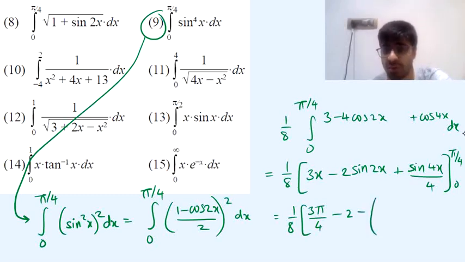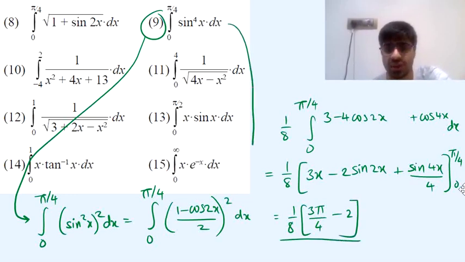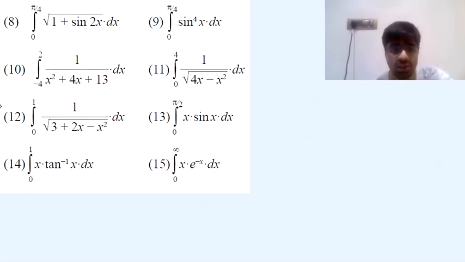From that we will be subtracting whatever we get when we put a 0. So when you put a 0, this will be 0. Sine 0 and sine 0 will entirely be 0. So when you put a 0, the entire expression will be 0. So in the end, you're just going for a minus 0, which will leave you with the same expression. So 1 upon 8, 3 pi by 4 minus 2 is the final evaluation for the 9th question. Let's continue with the 10th one.